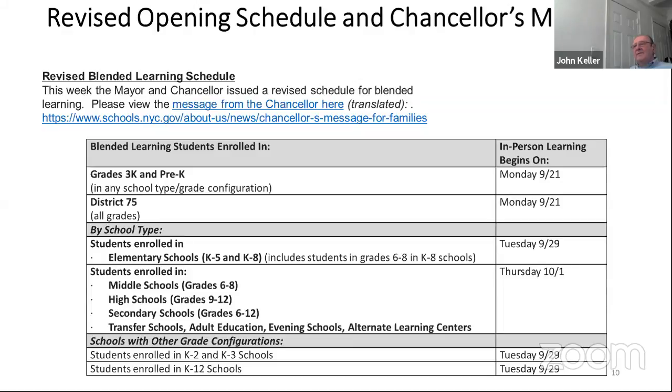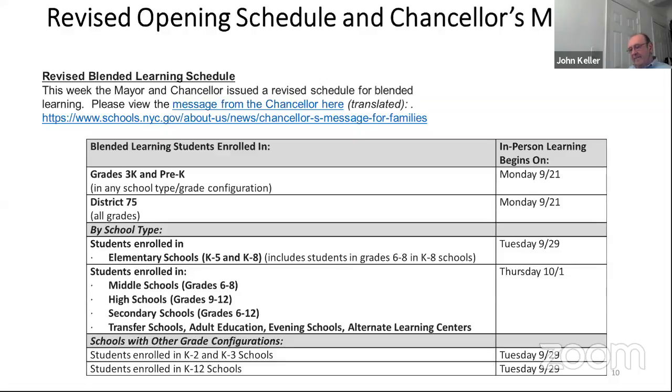And students enrolled in middle schools and high schools and secondary schools for in-person learning will be next week on the 1st of October. And then everybody else with different types of grade configurations, there are some schools that overlap different grades, will all be done next Tuesday. So, we'll just have to wait and see how this all goes next week. Hopefully we'll have had a good experience today with the 3K and pre-K and District 75 kids who started back today.